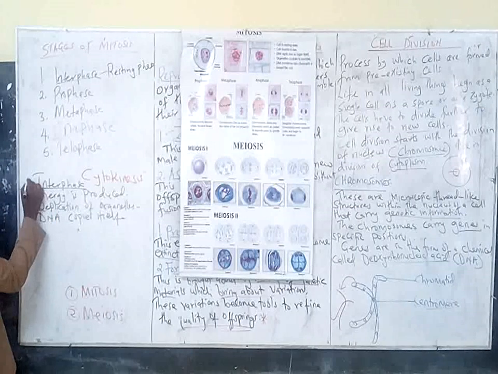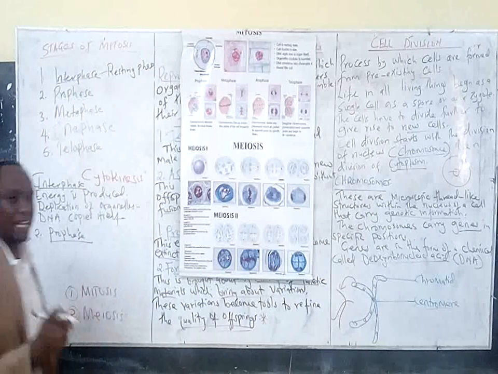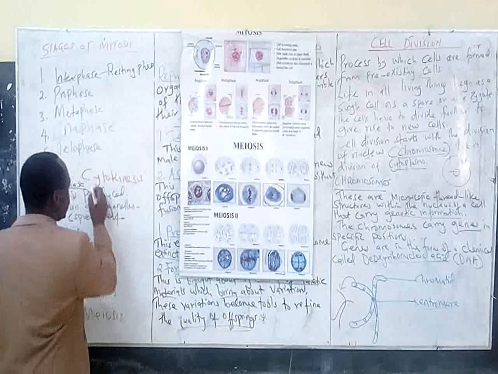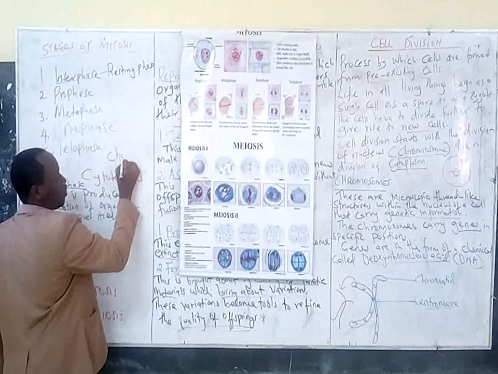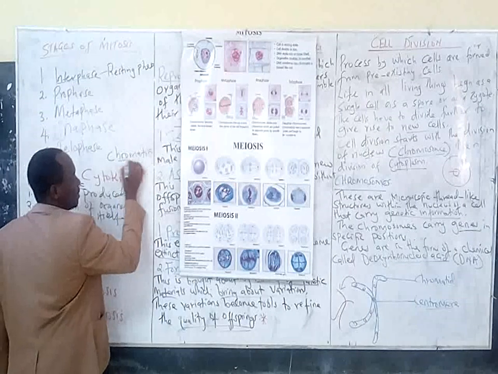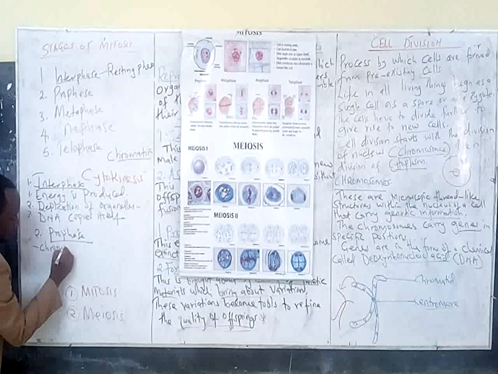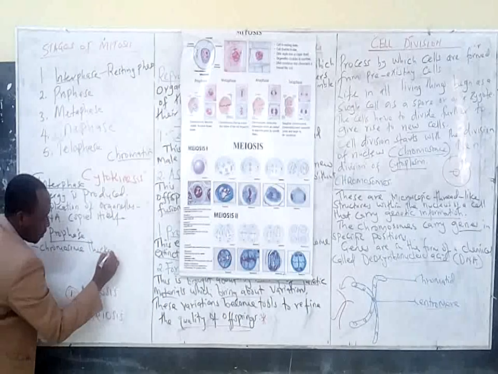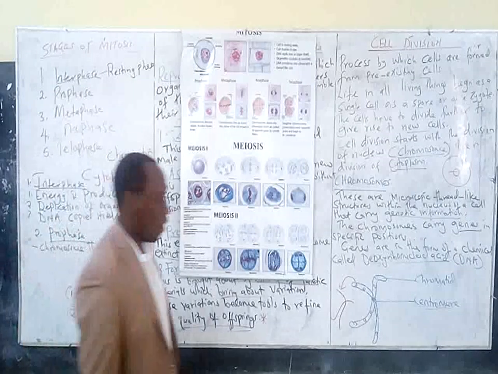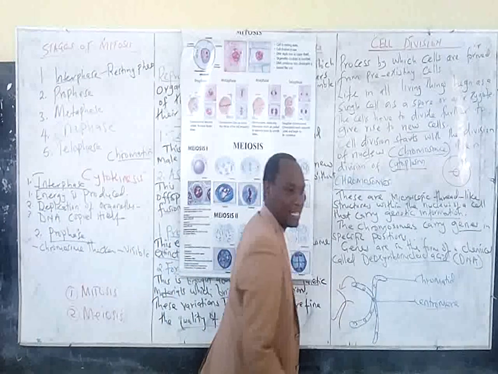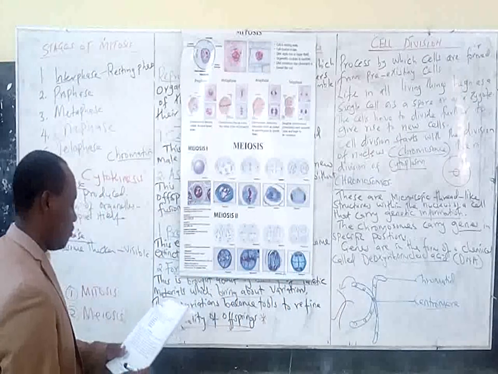Number 2, rather, I have said prophase. And I have said that in the interphase, the chromosomes are not visible, but they are always in thread-like structures called chromatin. But now when it comes to prophase, the chromosomes shorten and become visible. That is why you can now see them as two chromatids using a powerful microscope. They can be seen with a powerful microscope.